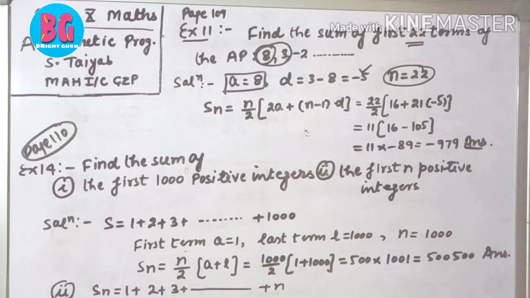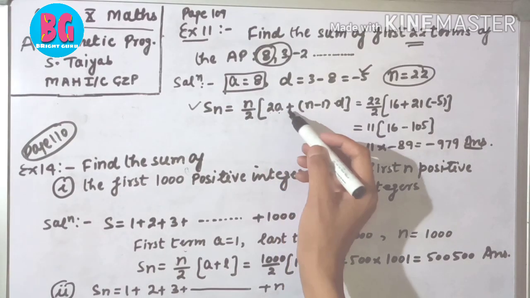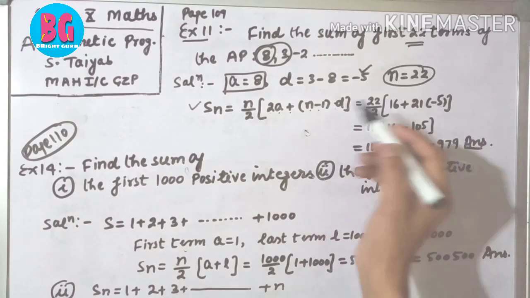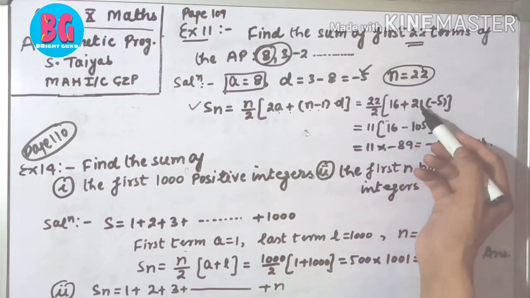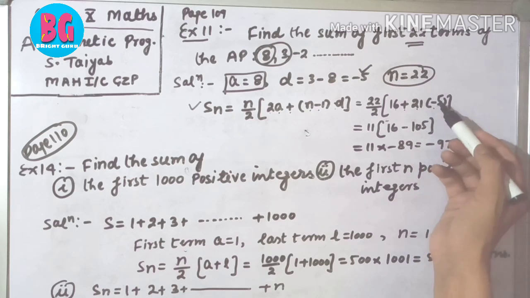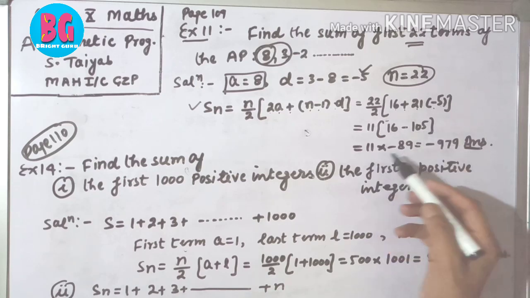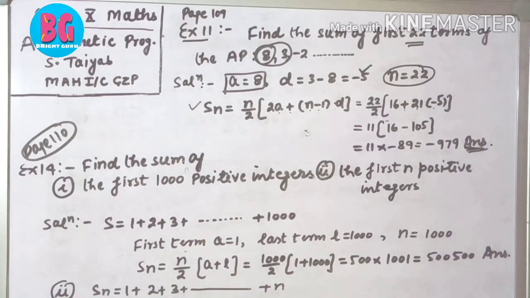Students, as we know, the sum of n terms of an AP is given by the formula Sn, where Sn stands for the sum of n terms of the AP, equals n by 2 in bracket 2a plus n minus 1 into d. Now we substitute the value of n. In place of n we write 22 by 2 in bracket 16 plus 21 into minus 5. When we solve it, it is 11 into 16 minus 105. After solving, we obtain the value minus 979. It is the sum of 22 terms of the given AP.